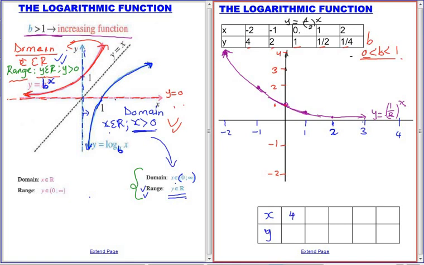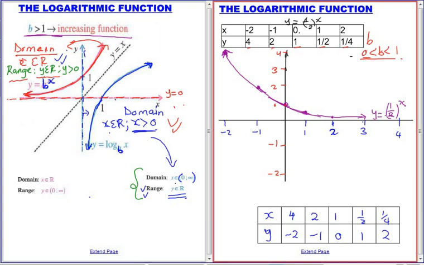Remember there were 4, and then there was a 2, and then there was 1, then there was a half. I'm copying the y values in place of x. That's all I'm doing. And then the x values, I'll copy them in place of y. And then that's -1 there, and then there is 0, and then there is 1 and 2. That's all there is to it.